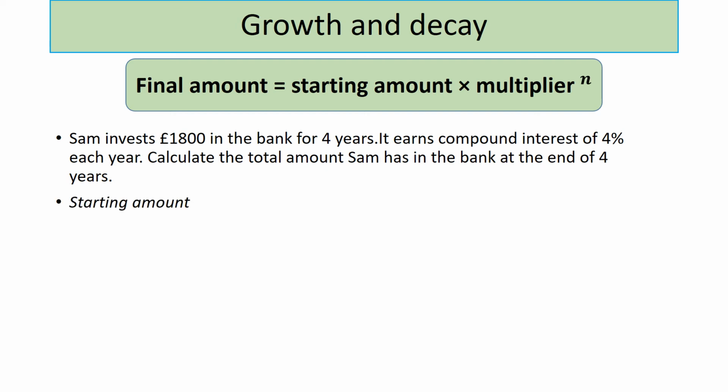So again, the starting amount is 1,800. The multiplier, so the rate of change, the percentage here is 4%, so I need to add it to 100%, because that's going to be on top of the starting amount. So that's 104%, and that is 1.04 as a decimal. And the final thing, the value of n. Now it's been left for 4 years, so the value of n is 4.